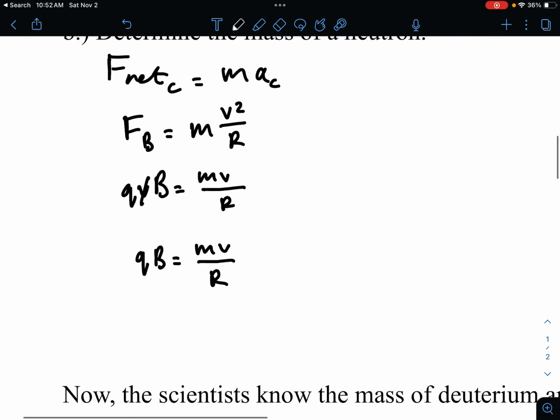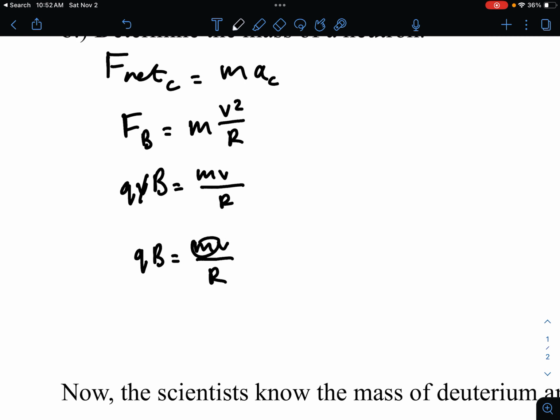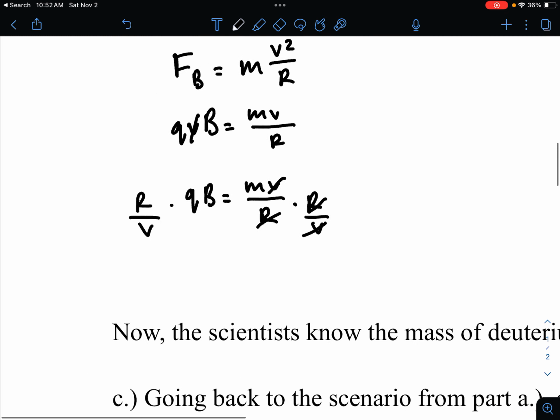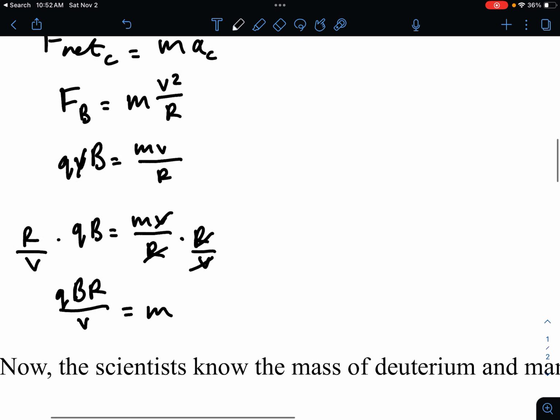So what I can do to solve for m, we're going to isolate it, and we're going to multiply both sides by r, and then divide by v to get rid of the v's and r. So I get qBr over v is equal to m. And we know all this stuff, right?